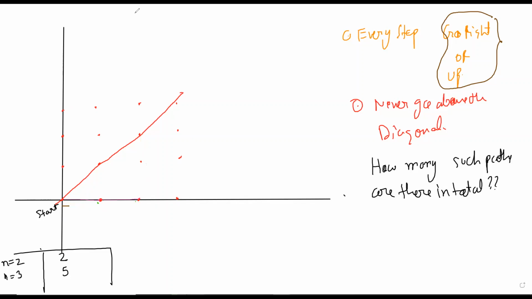Okay. So similarly, for homework, you people can try to do it for n equal to 4 and check that the answer will be 14. And for n equal to 1, the answer is 1. Now, what is interesting about this example?